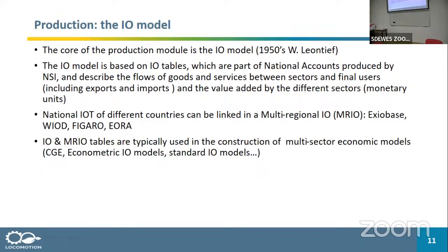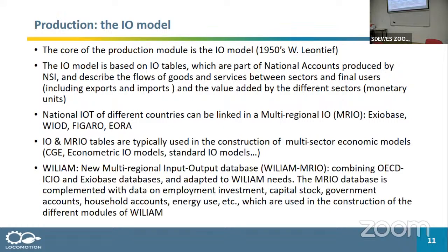These input-output and multi-regional input-output tables are typically used in the construction of multi-sectoral economic models, like the computable general equilibrium model. You have standard static input-output models, dynamic econometric input-output models, etc. So basically, when you see a multi-sector economic model, behind that you will have an input-output table or a social accounting matrix, that is an input-output table together with more information. But it is what you have there.